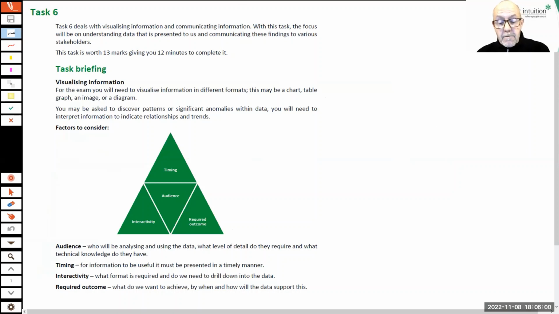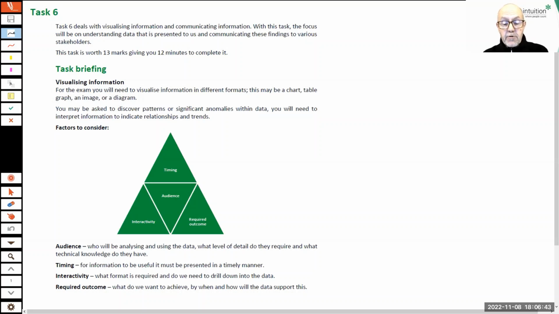One of the things that increasingly we do as the accounts department, the finance function, we're expected to make sense of all of these mountains of numbers and translate what's in the numbers into things that other people in the business, who are the decision makers, who make decisions about resources, about investment. We convert what's happening in the numbers into something that means something to regular folks who are not financially trained. This task is worth 13 marks, giving you 12 minutes to complete it, so it's not one of the longest tasks.